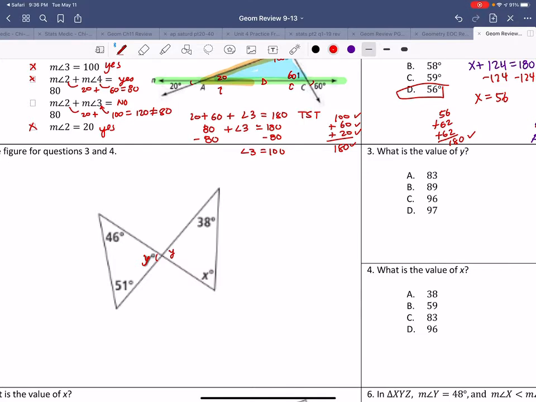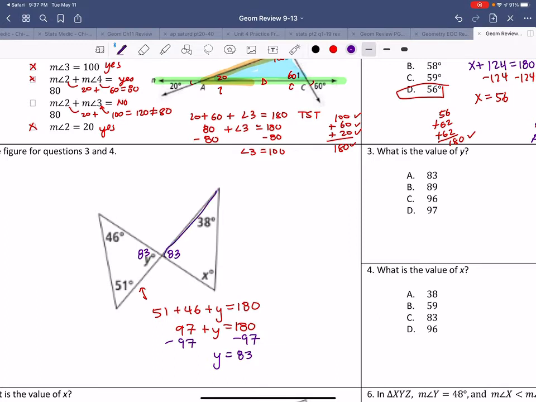And I guess we have to start with this one, right? These 3 angles would add up to 180. So we can combine these two and subtract 97. And I get 83. So if this is 83, this would be 83.